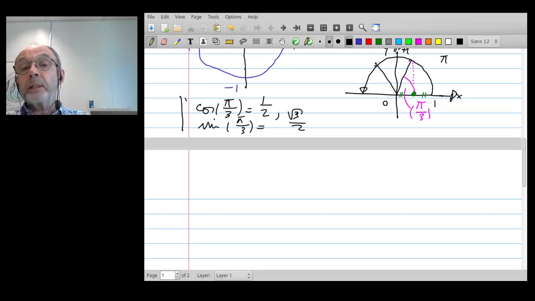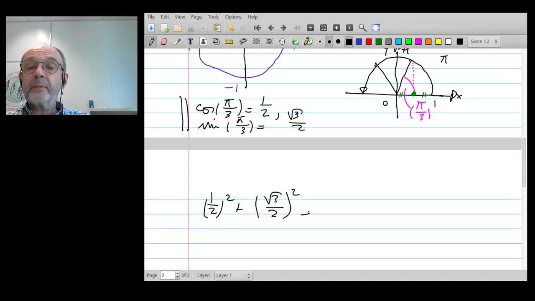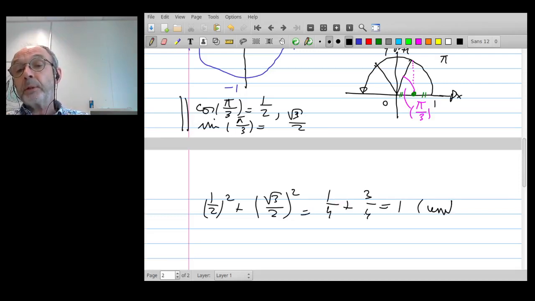Here you see, add them, multiply the cosine by itself, sine by itself, and you have 1 over 2 squared plus the square root of 3 divided by 2 squared, and you get 1 over 4 plus 3 over 4, and that gives you 1, and that is 1 because you have that unit circle. And so that is okay.